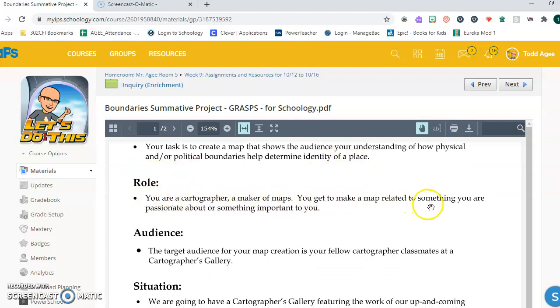You get to make a map related to something you are passionate about or something important to you. Now, it doesn't have to be something you're passionate about or something important to you, but if you want it to be something that you really love or about something you really love, then you can do that. For example, if you're a huge baseball fan, you could create a map of the Hall of Fame, which is in Cooperstown, New York. And that could be something that is like a passion project for you.